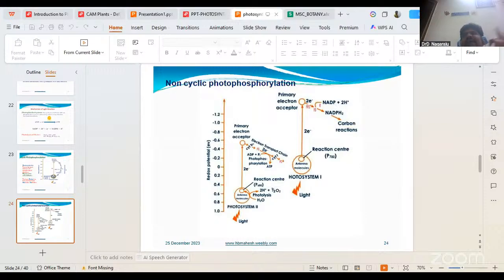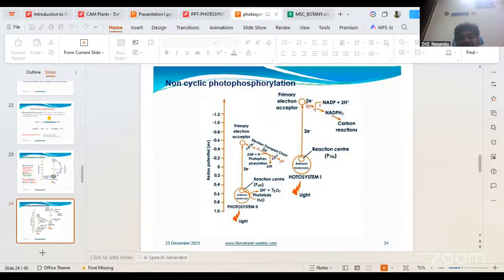Oxygen is released in cyclic or non-cyclic phosphorylation? In non-cyclic phosphorylation, oxygen is released. Where is it released? In the PS2, photosystem 2.